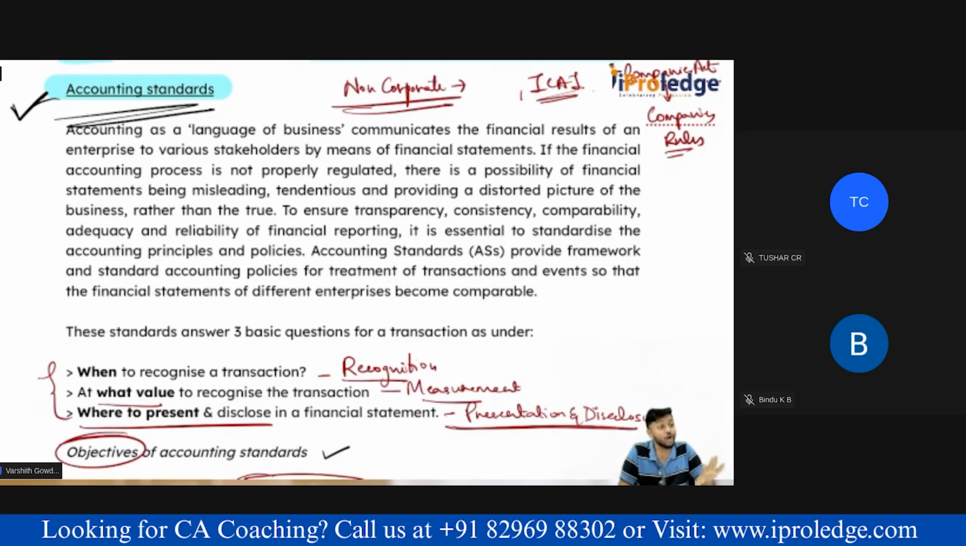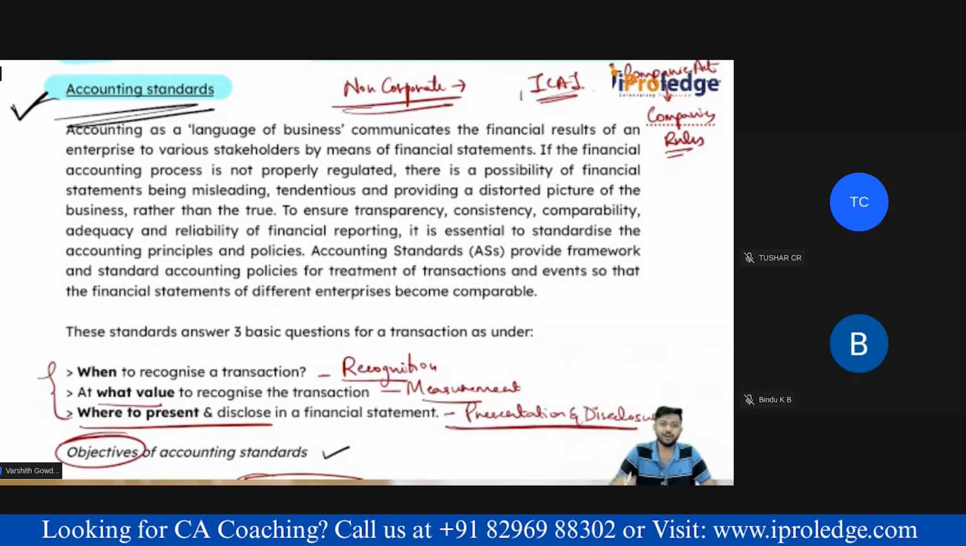What about non-corporate bodies? All the entities other than companies, who will prescribe? ICAI will prescribe, because they don't come under any specific law. So for them, the accounting standard is prescribed by ICAI. For corporate entities like companies, the accounting standard is prescribed by the Companies Act or rules. Clear? Okay. Now accounting standards are for the India level.